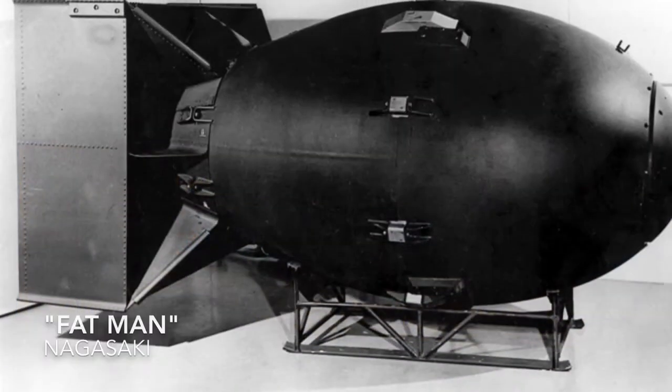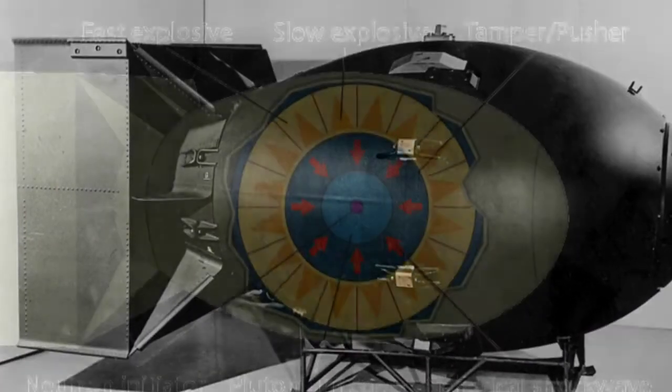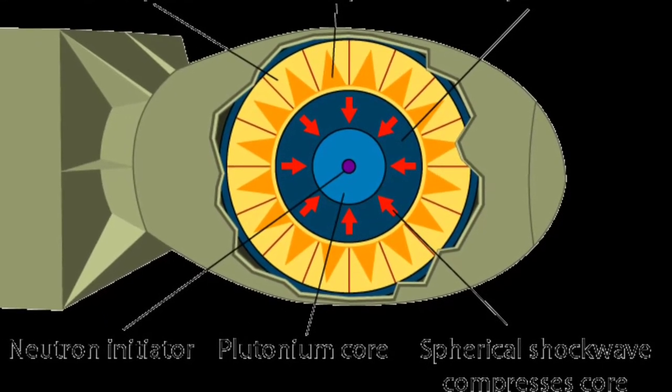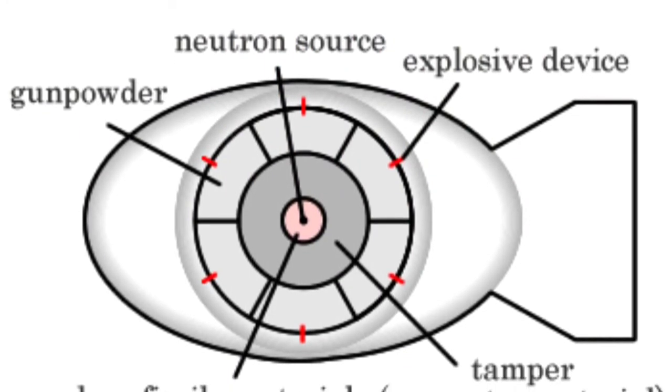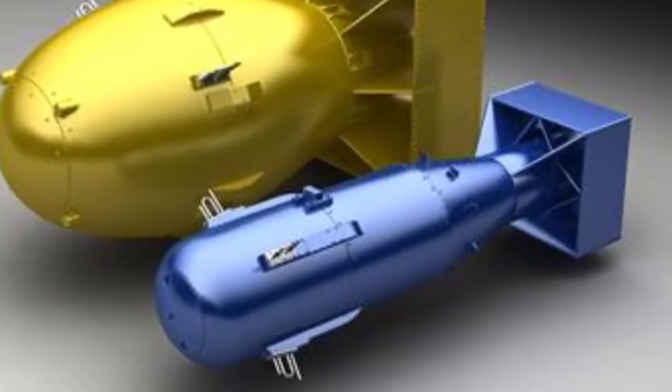The Fat Man was an implosion-type weapon and was the bomb dropped on Nagasaki. The Fat Man device specifically used 13.6 pounds of plutonium-239. The plutonium core was put in the center of the bomb shell around a neutron initiator and then was squeezed by a tamper, which caused the explosion. But these were just early models.